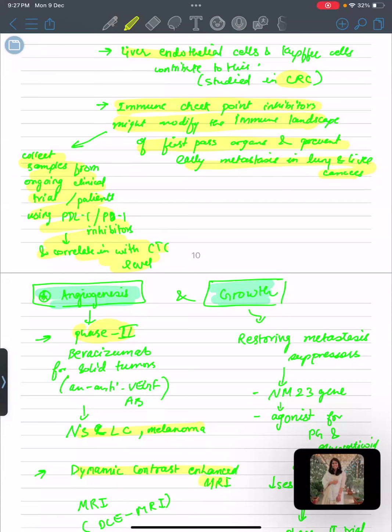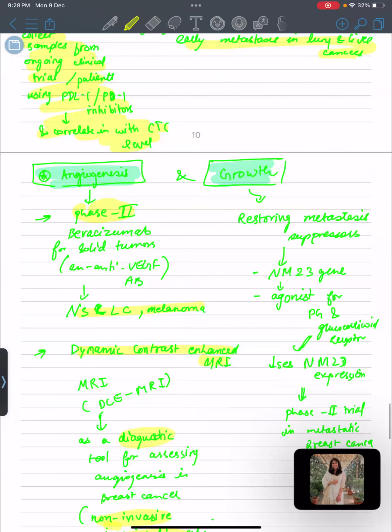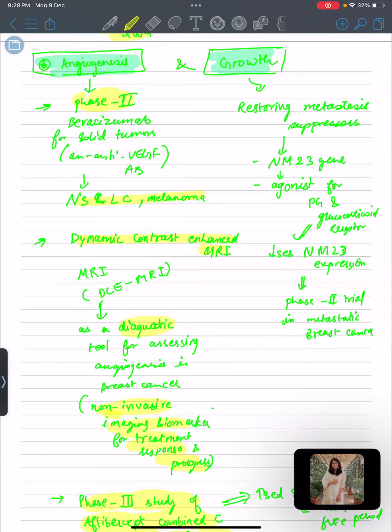This is a bit extensive study and is suggested for postgraduates. But if you are in an institution which promotes research actively, this is the area which I would suggest you go forward with because this is really interesting. And from an undergraduate's point of view, this would be an exceptional study and a new one. Then other areas are angiogenesis and growth of tumor.